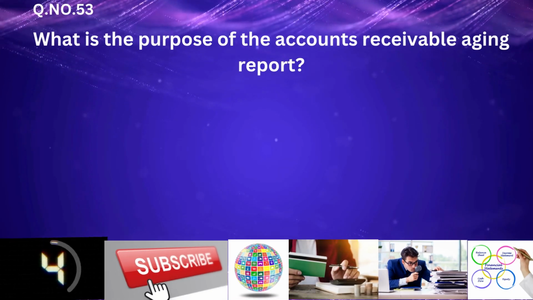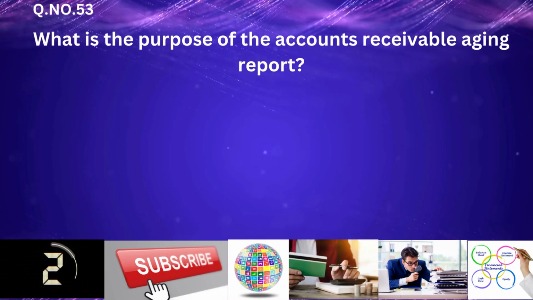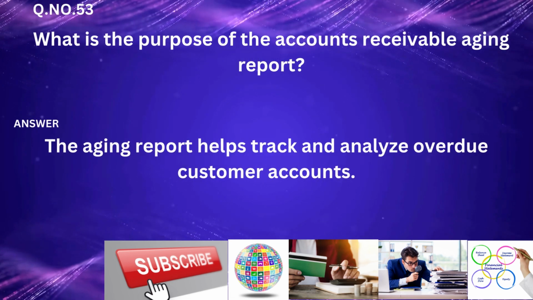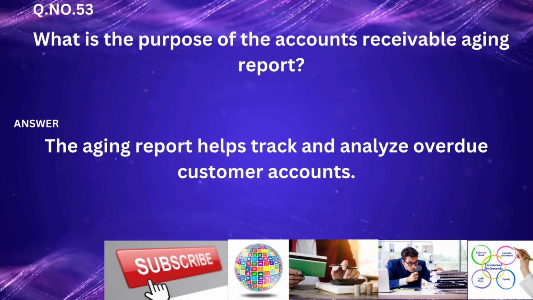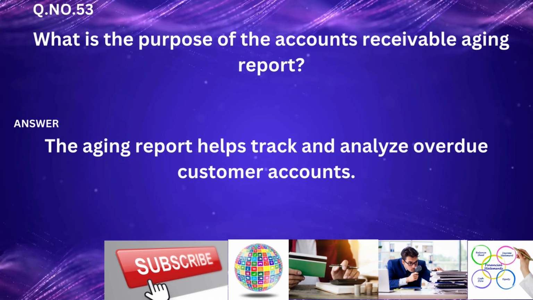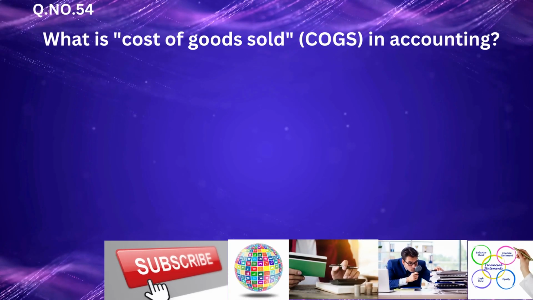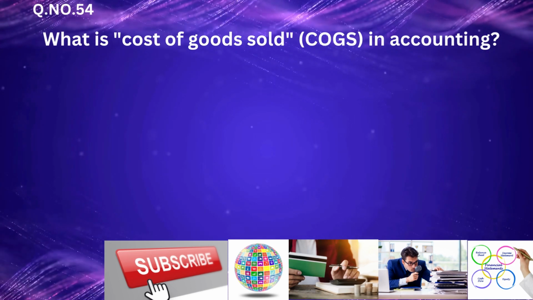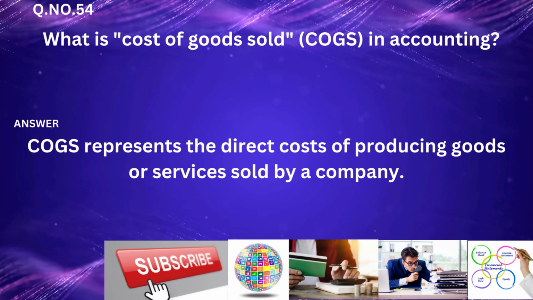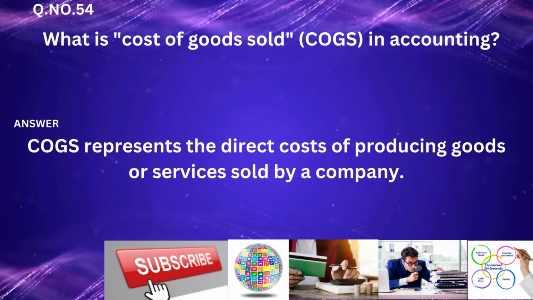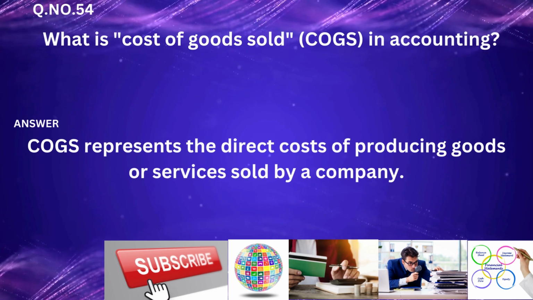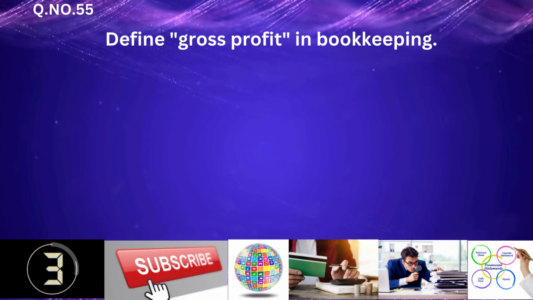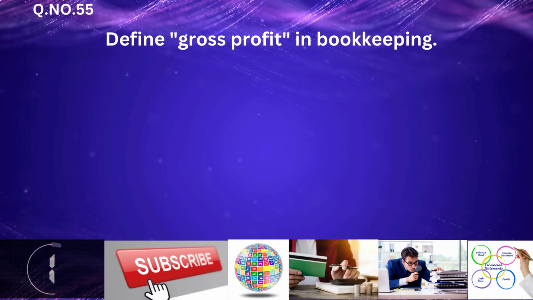Question 61. What is a contra-liability account? Answer: a contra-liability account offsets a liability account, showing a reduction in the amount owed. Question 62. What is the role of a trial balance worksheet? Answer: a trial balance worksheet is a tool to help ensure the trial balance is in balance and errors are identified. Question 63. What is a source document in bookkeeping?